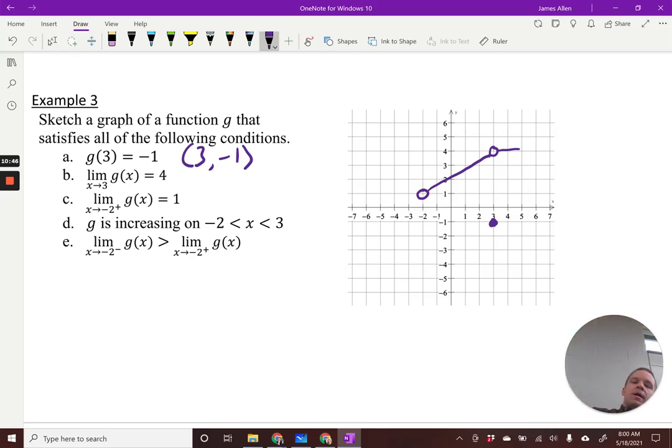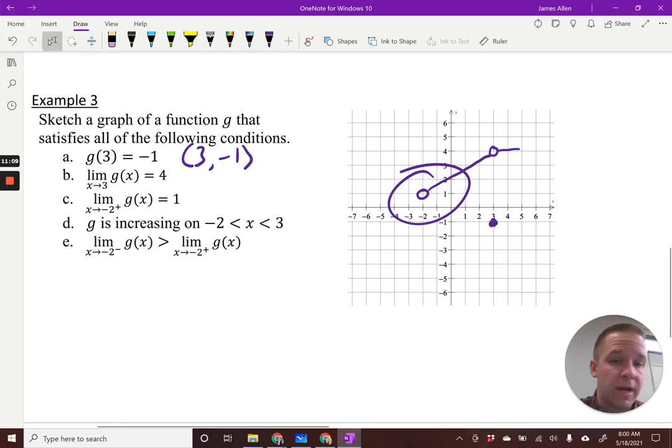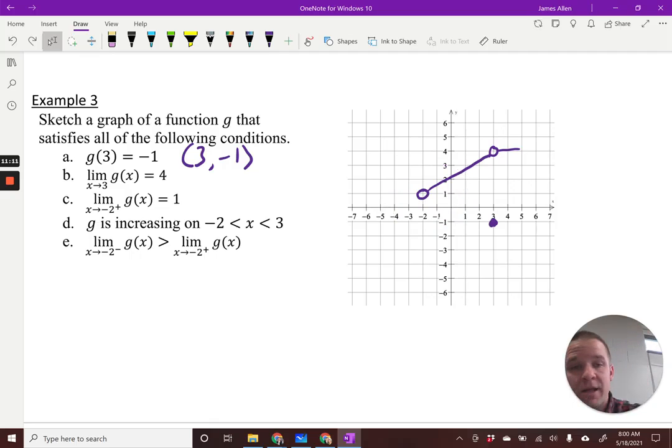All right. The last one, the limit as x approaches -2 from the left is greater than the limit of g of x as x approaches -2 from the right. Okay. So the limit as it approaches from the left side is larger than the limit as it approaches from the right side. Well, the limit as it approaches from the right side is +1 right there, right? So I just need to be larger than that. So what if I were to pick a point, any point above that, say 5? I'm going to make a better circle than that.